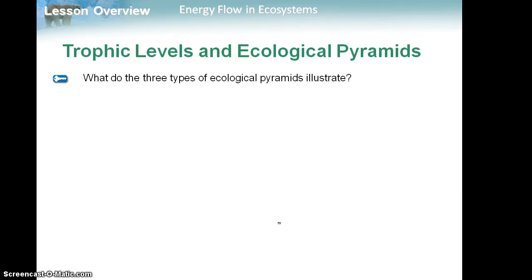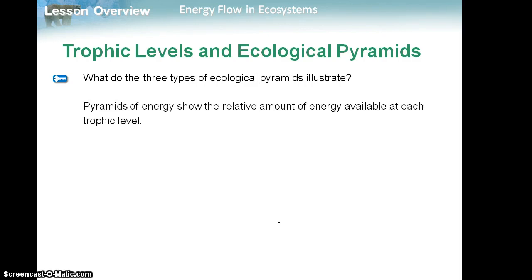So next we want to talk about trophic levels in ecological pyramids, and there's three types of ecological pyramids that we can illustrate. The first is a pyramid of energy, and that's going to show the relative amounts of energy available at each trophic level.